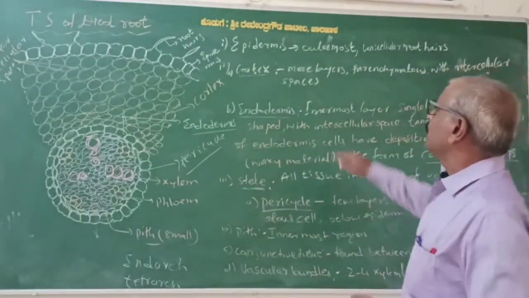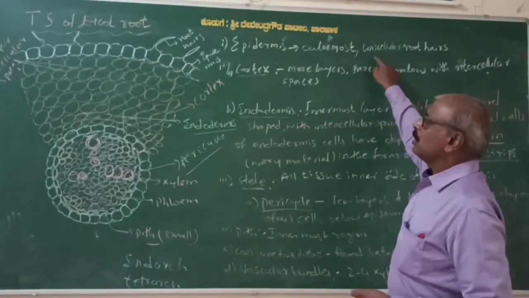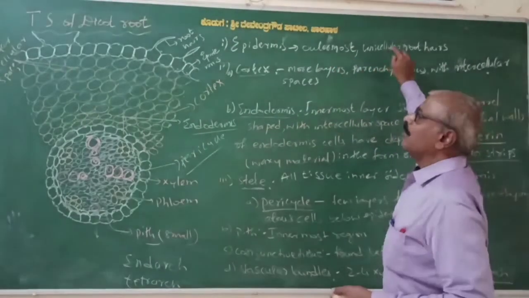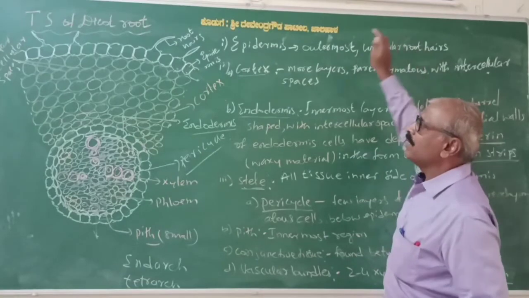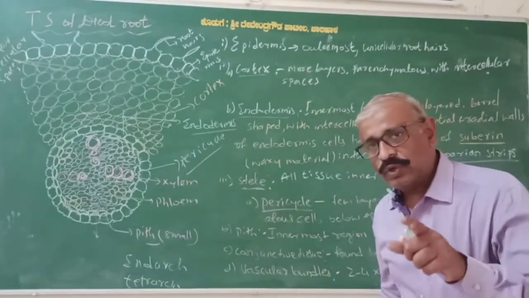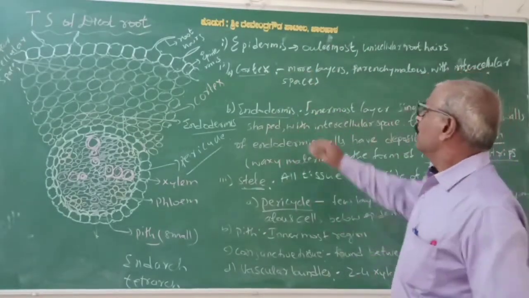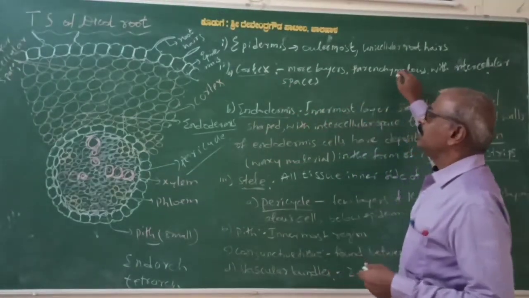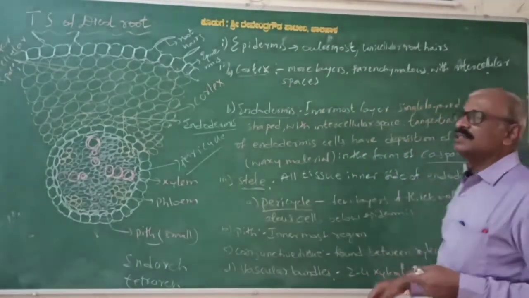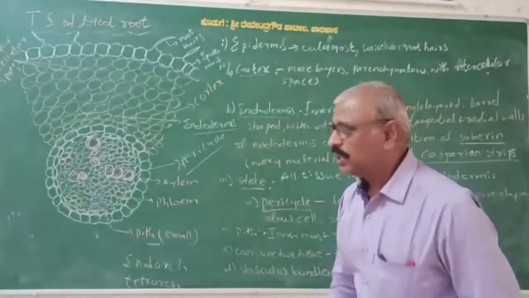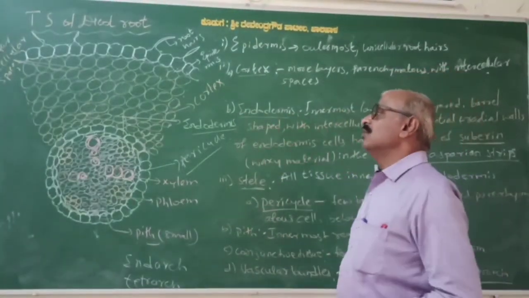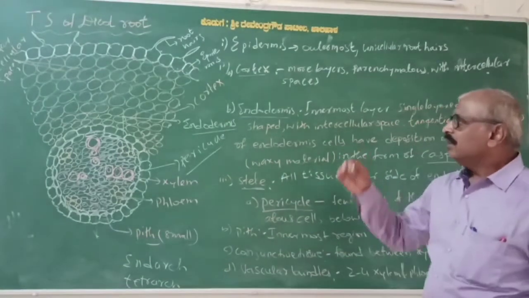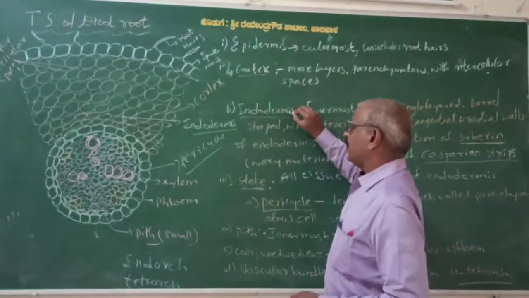See, we are observing that the epidermis is the outermost layer, with unicellular root hairs present. There is no cuticle here in the root region. The cortex is a multi-layer one, so more layers are there, and it is also made of parenchyma cells. These cells are arranged loosely, and there is a presence of intercellular space. Then the inner layer of the cortex is called the endodermis.